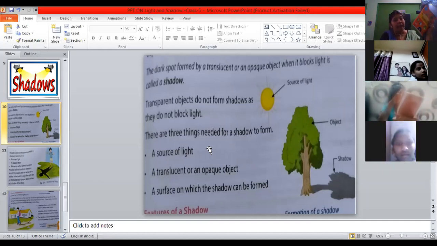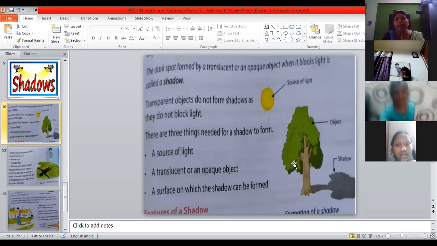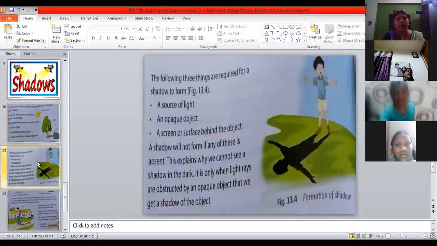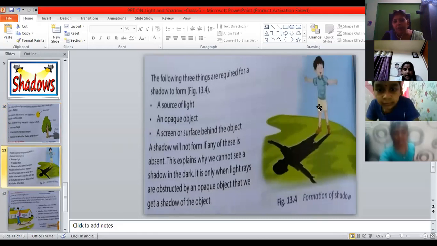A source of light, a translucent or an opaque object, and the surface on which the shadow can be formed. So these are the things required to form a shadow. And what are the features of a shadow? A source of light, an opaque object, and a screen, a surface to form the shadow. This is the shadow of a boy.